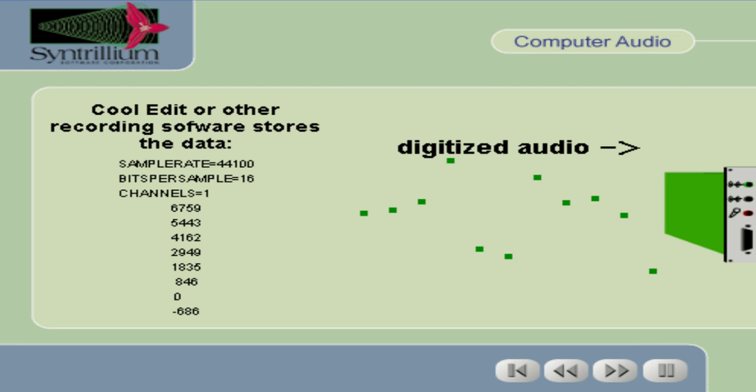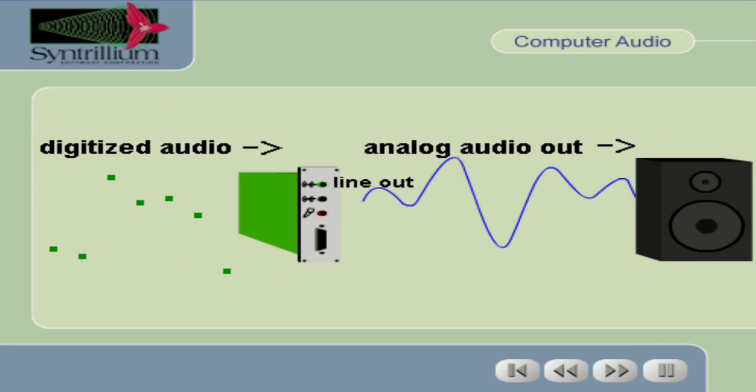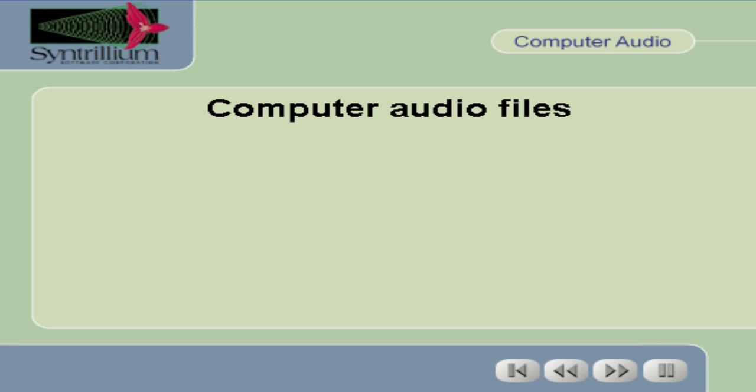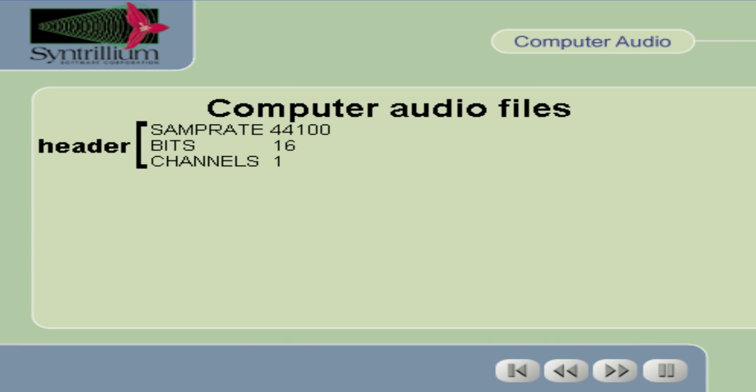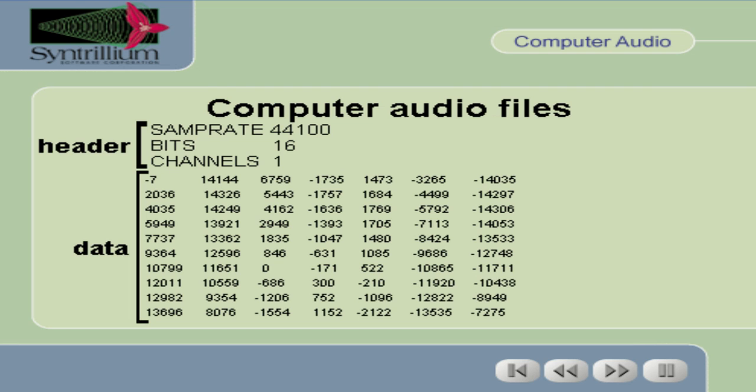Cool Edit tells the sound card that it is going to play a file and sends the samples to the sound card. The sound card reconstructs the original waveform and sends it out as an analog signal from the line-out port to your speakers. An audio file on your hard drive, such as a WAV file, consists of a small header telling the audio program what the sample rate and bit depth of the audio is, and then a long series of numbers, one for each sample.